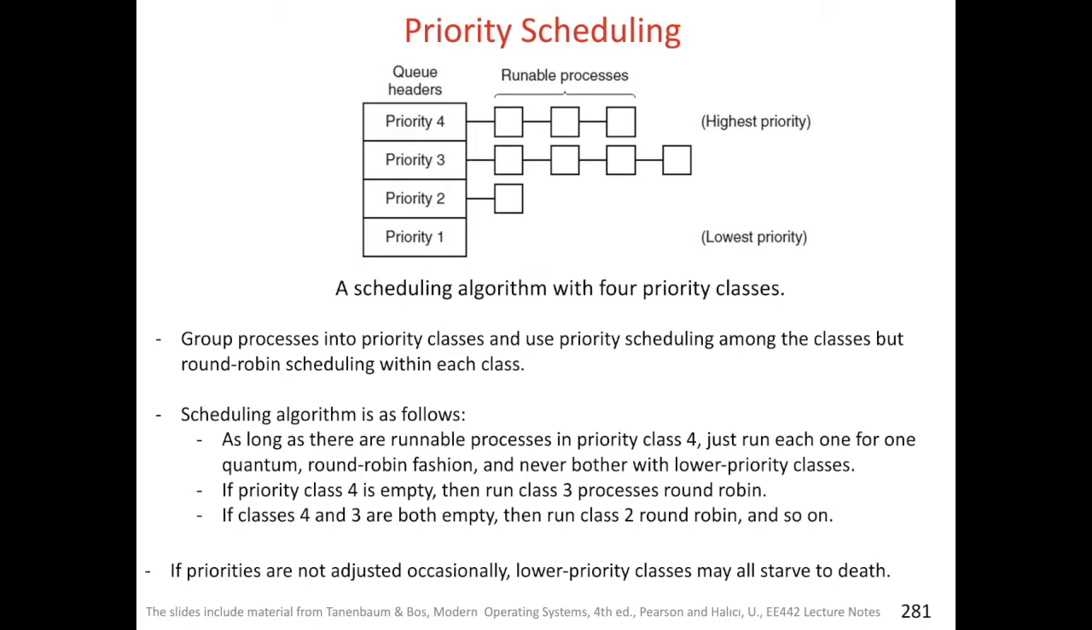As long as there are runnable processes in priority class 4, just run each one for one quantum in round-robin fashion and never bother with lower priority classes. If priority class 4 is empty, then run class 3 processes by round-robin. If classes 4 and 3 are both empty, then run class 2 round-robin and so on. If priorities are not adjusted occasionally, lower priority classes may all starve to death.